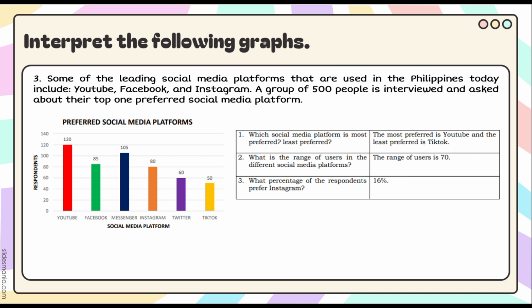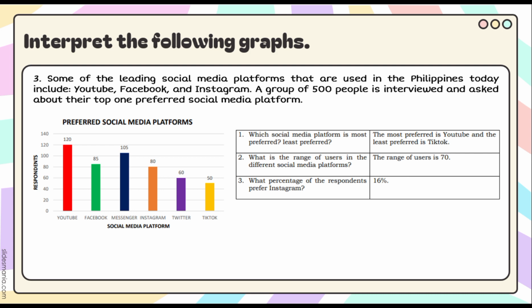For the second question, what is the range of users in the different social media platforms? To solve for the range, we simply subtract the lowest value from the highest value. The highest value is 120, which is YouTube, minus TikTok, which is 50. So the answer is 70. 120 minus 50 is 70. So the range of users in the different social media platforms is 70.